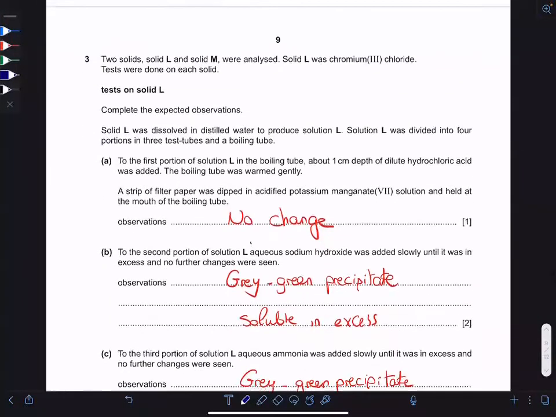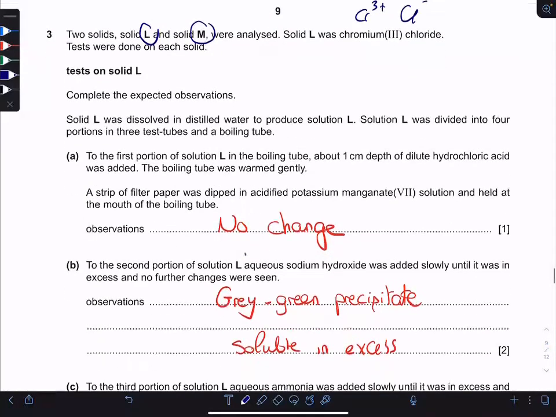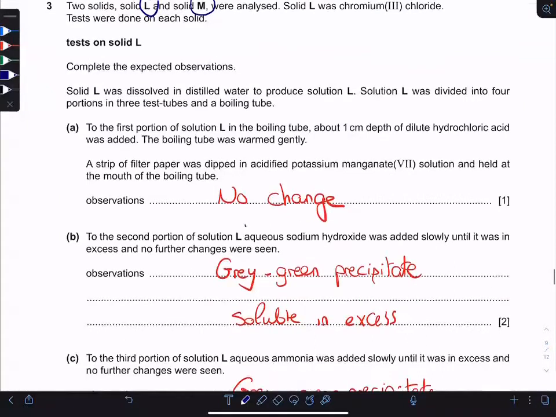Question 3, two solids analyzed. L was chromium chloride, and now he's starting to do some observations. The first thing is he did the test of potassium manganate solution, which is the test for sulfur dioxide gas. Nothing will happen because we have chromium chloride, so nothing will happen because sulfite is not present.